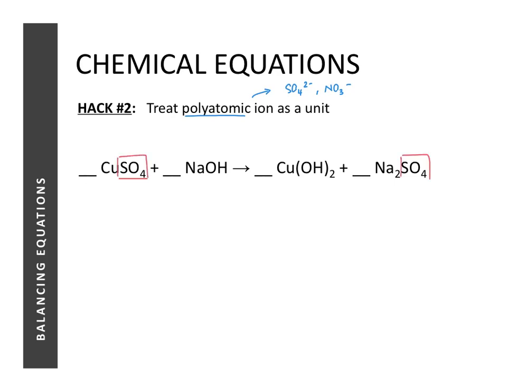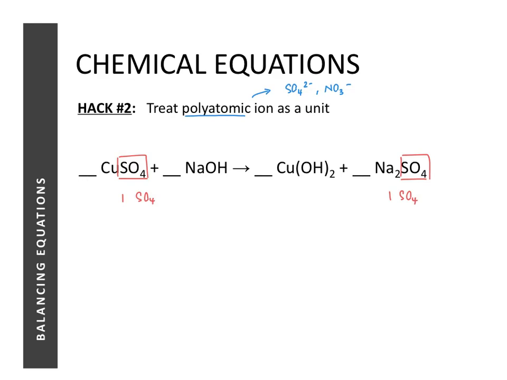There's a sulfate on the left and a sulfate on the right. So we try to balance the whole sulfate as a unit. Since there's one sulfate on the left and one sulfate on the right, the sulfates are balanced.